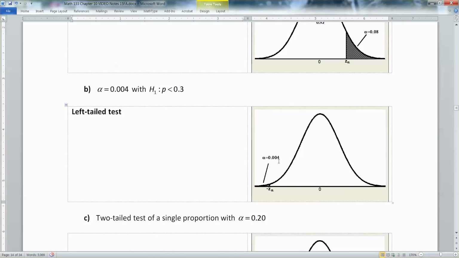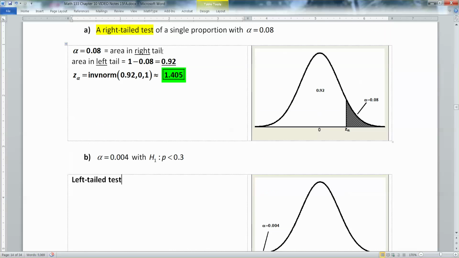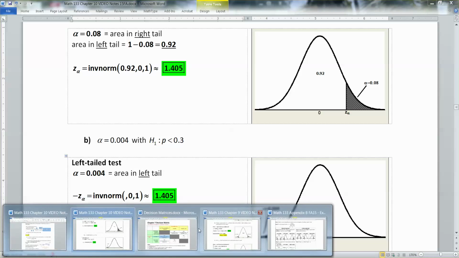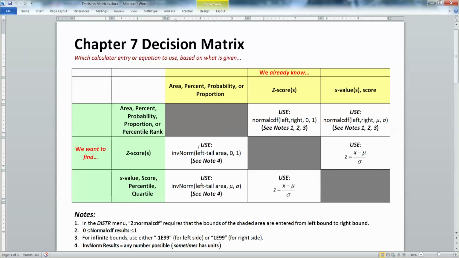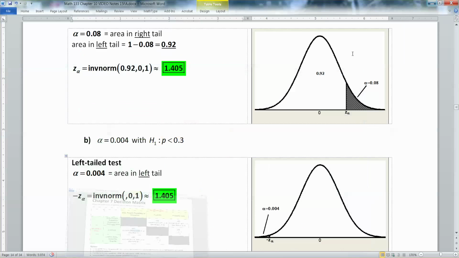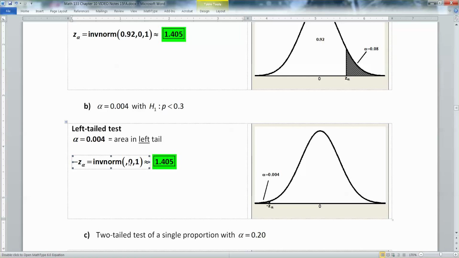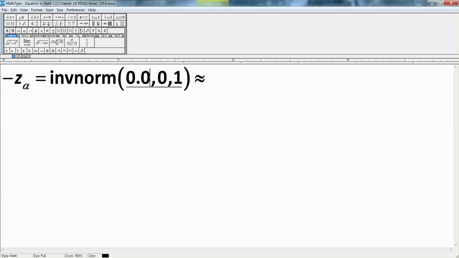which looks something like this. So we have the area in the left tail is 0.004. So let me write that up. Okay, so the area in the left tail is 0.004, and that is what I need for inverse norm. So when you look at inverse norm, it needs the left tail area, which I already have. So I don't have to do the subtraction thing that I did on the one above, because the one above was a right-tailed test. So I actually can just go put in 0.004.